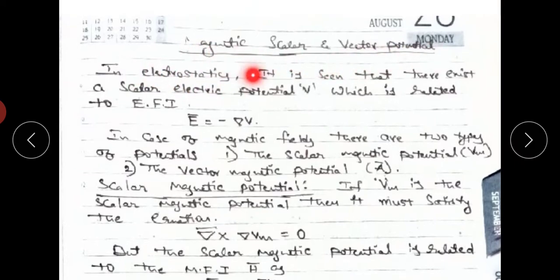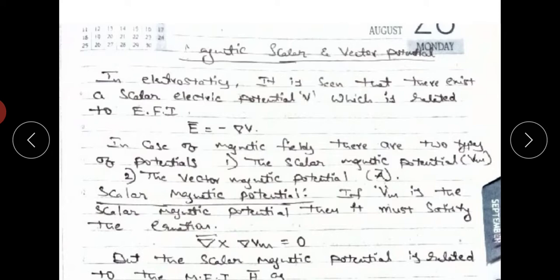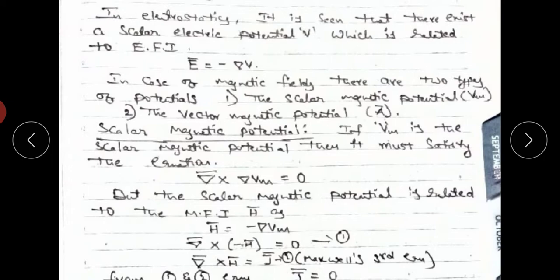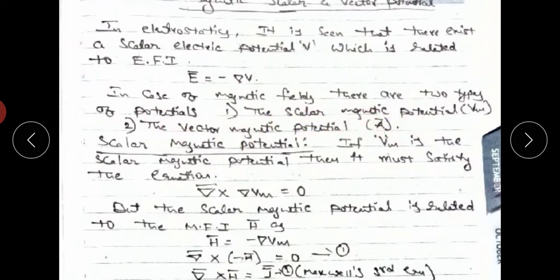In electrostatics, it is seen that there exists a scalar electric potential. In electric fields, we know that electric potential is there, which is related to electric field intensity E bar equals minus del V. Similarly, in magnetic fields, there are two types of potentials. First one, scalar magnetic potential, is represented by Vm. The vector magnetic potential is represented by A bar.